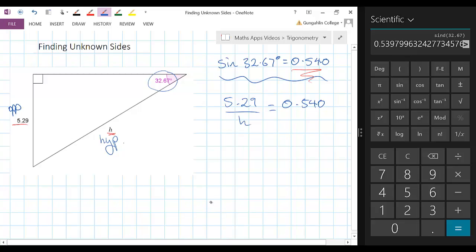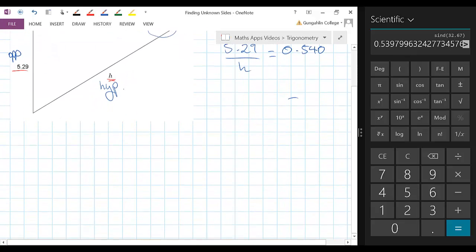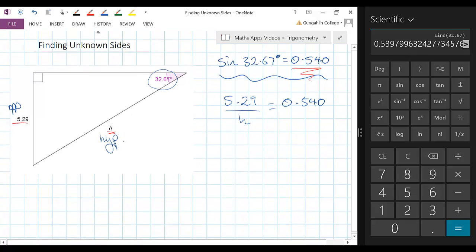A lot of teachers will teach their students that to solve this, you just remember that if the h is on the bottom, then what I do to work out h is do this thing divided by 0.540. That's correct. That's a correct thing to do, but I want you to understand why you can just do that. So I'm going to step through the logic of this, and then we'll work out the answer together.